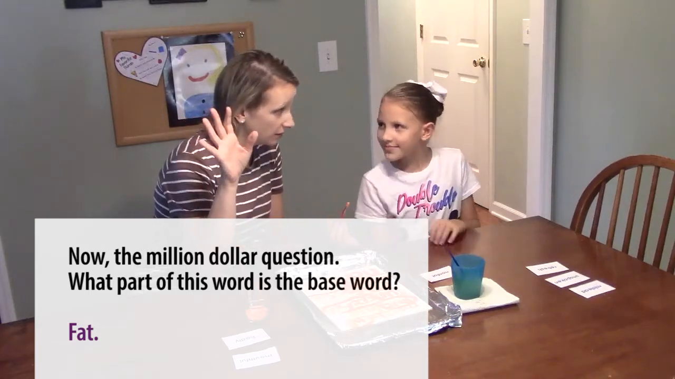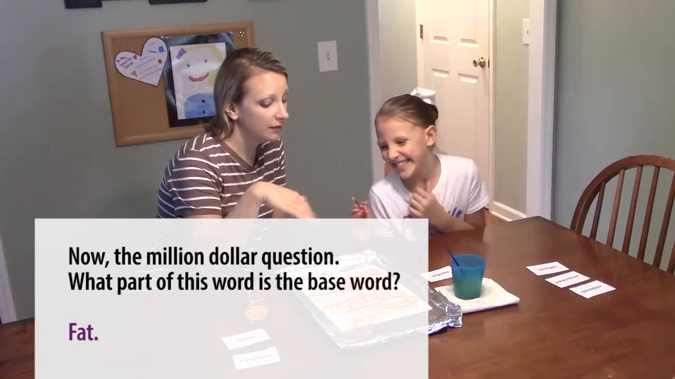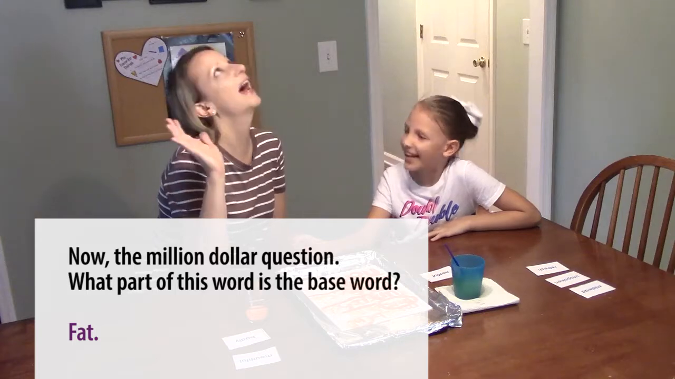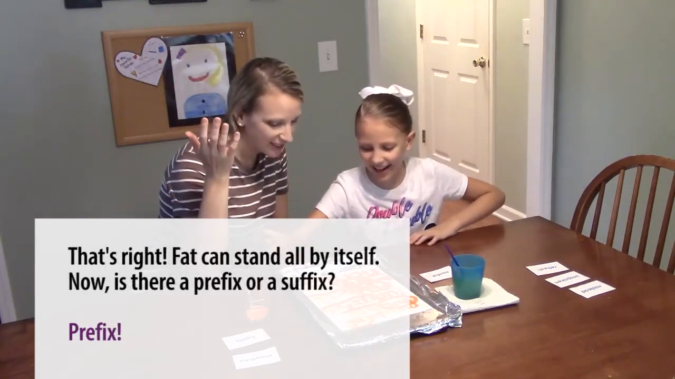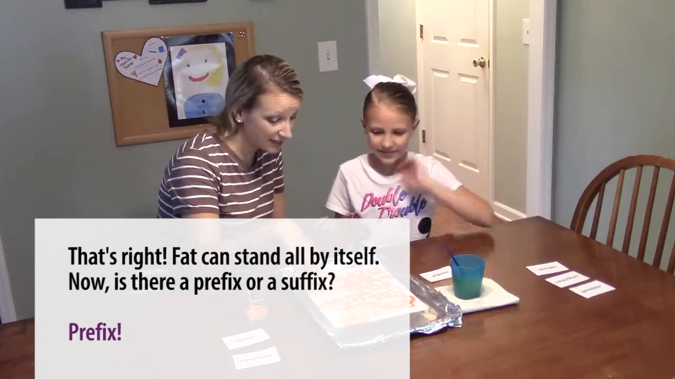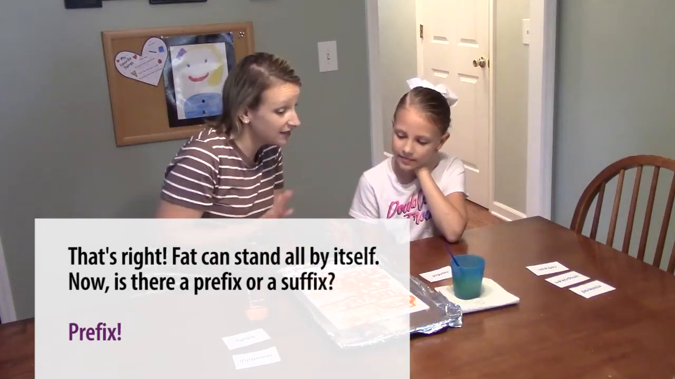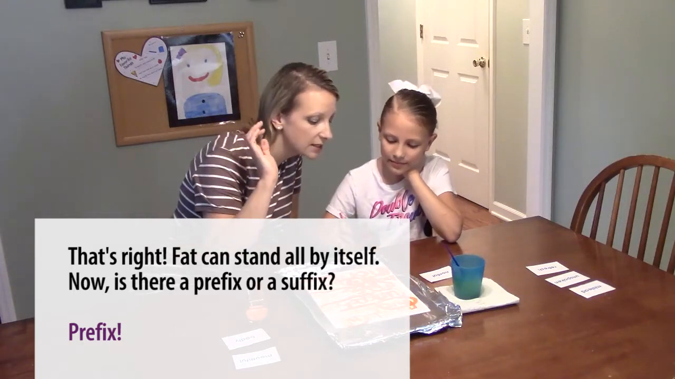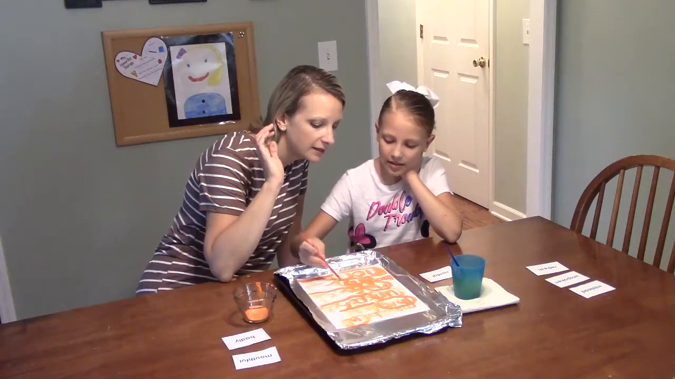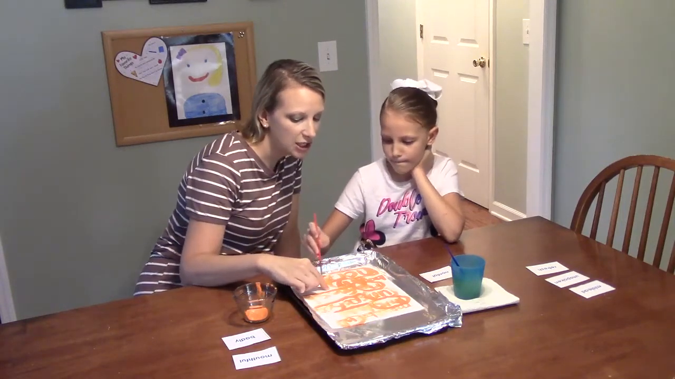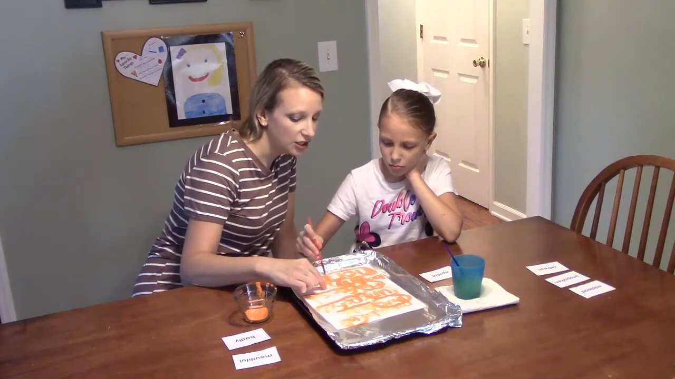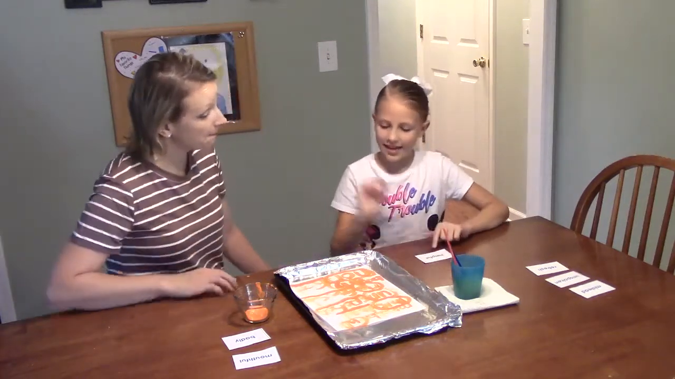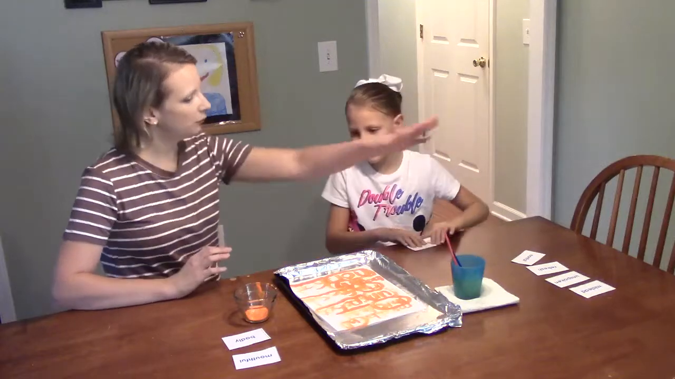Okay, so now the $1 million question. What part of this word is the base word or root word that can stand all by itself? Fat. Oh my goodness, you're so smart. That is excellent. Yes, good. Okay, so fat can stand all by itself. Now, what is it, a prefix or a suffix? Prefix. And what is it? Non. Non is the prefix that is added to the base word fat. And over here you go. It goes in the prefix pile.